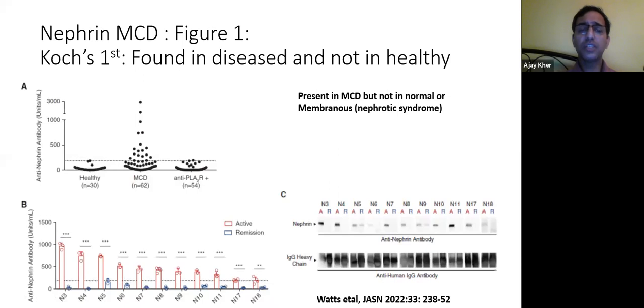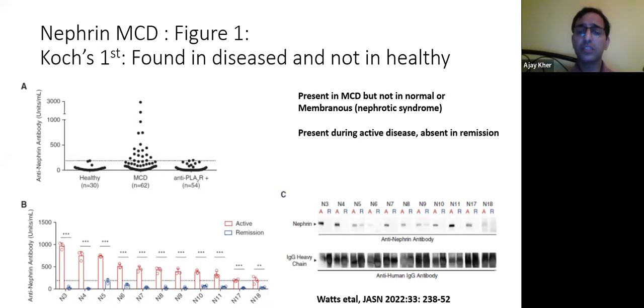So the conclusion is that it is present in minimal change disease in some, but not all, so 30%, but it is not present in normal or healthy volunteers, and it is not present in those with membranous. So just because of nephrotic syndrome, proteinuria, hypoalbuminemia, those syndromes by themselves don't drive this antibody. So it's not a coexistent entity, but it's a separate entity. So that's what they're trying to prove here.